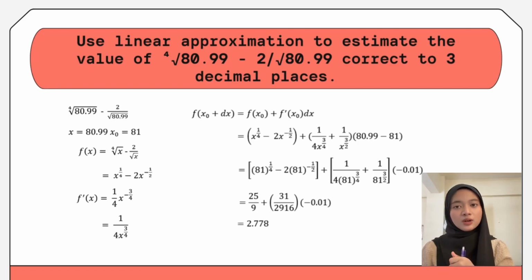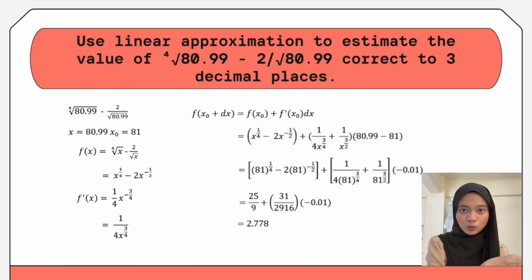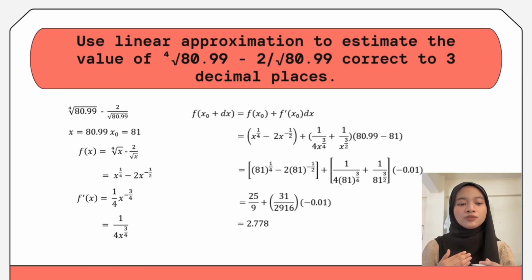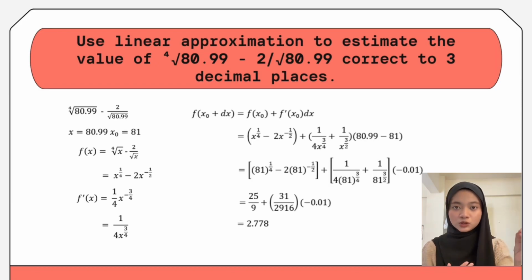Then we have to find the equation of f(x). So we just substitute the 18.99 value with x. So it will be f(x) equal to the fourth root of x minus 2 over the square root of x. I don't want to leave the equation in root form, so I raise it to a power. So it will be f(x) equal to x to the power of 1 over 4 minus 2x to the power of negative 1 over 2. So that is the equation for f(x).